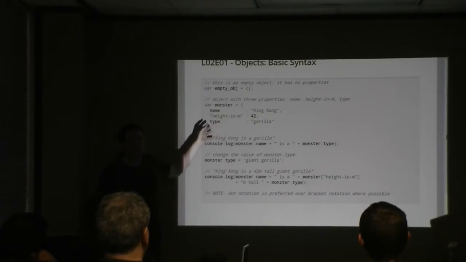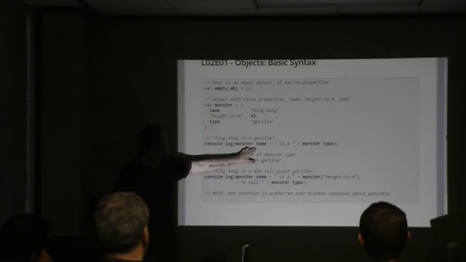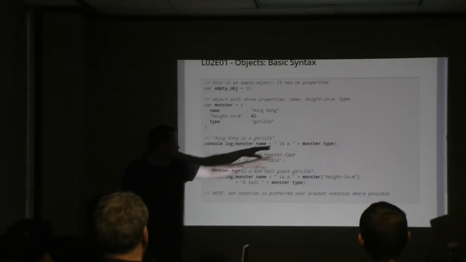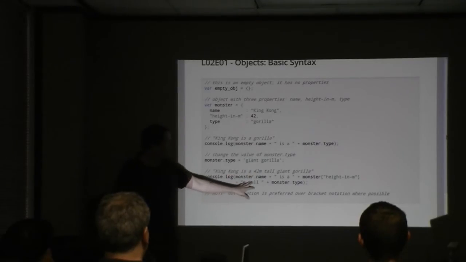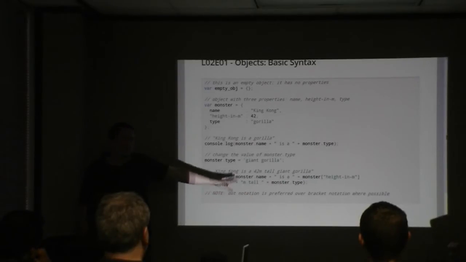I just threw this in as an example. This is name, the value is a string; height in meters, the value is a number. It's an object, so we can print it out like this. This is called dot notation. So this will print King Kong is a gorilla, since we're looking at monster name and monster type. We can change the type here. Now it's giant gorilla. And we can print monster name is monster height m tall plus monster type, and that's King Kong is a 42-meter tall giant gorilla.